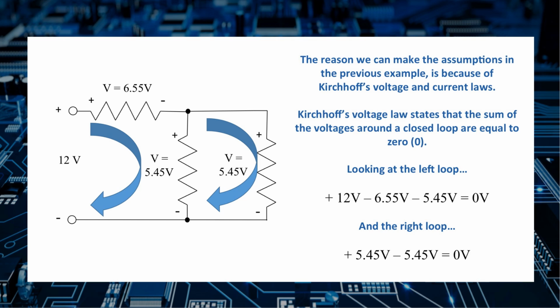Plus 12 minus 6.55 minus 5.45 equals 0. And for the right loop, plus 5.45 minus 5.45 equals 0.